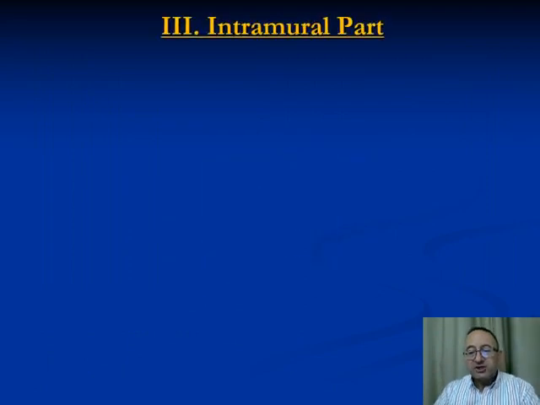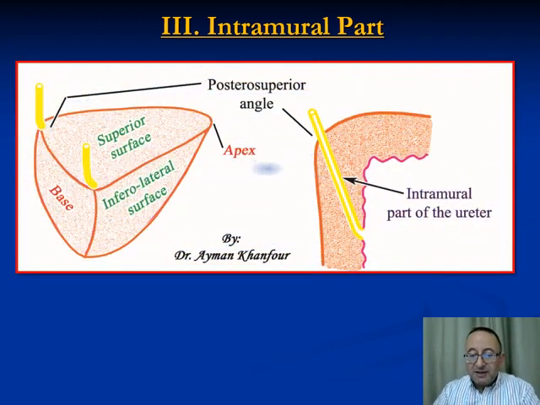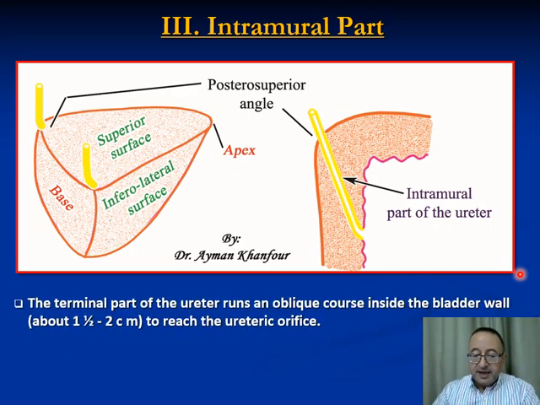The last part, which is called the intramural part, passes through the substance of the wall of the urinary bladder. And notice that it doesn't penetrate it directly like this. It has an oblique course in it, and it has a role in the prevention of the reflux of urine again to the ureter when the bladder is full.